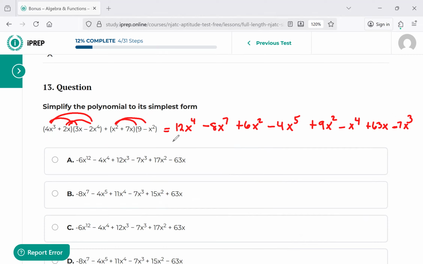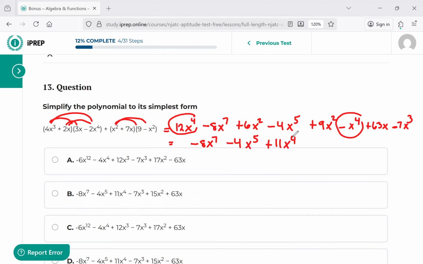Okay, and then just go from highest power to lowest. So my highest power, it looks like, is 7. I don't see any other 7, so negative x to the 7th. The next one is 5. I see a 5 here, so it's going to be negative 4x to the 5th. The next one is 4. I see a 12x fourth and negative x fourth. That is 11x fourth.